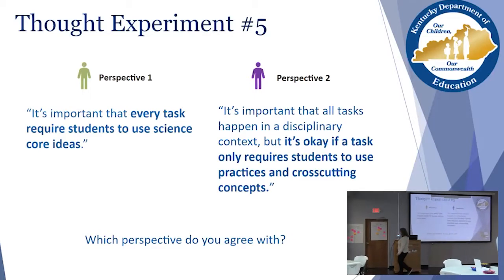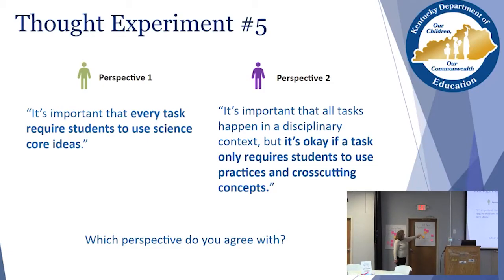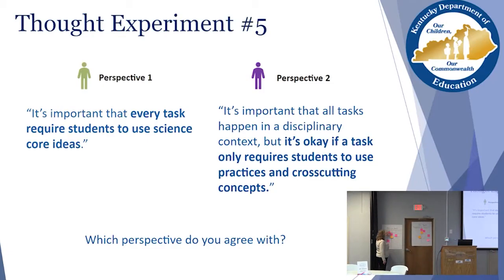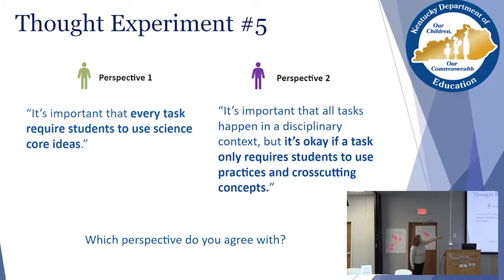In this case, it's very similar in terms of distribution as we had with the previous perspectives, where the majority are perspective 2, which is more about it can happen in a context, that there is a context, but it's okay if students are only required to use the practices and cross-cutting concepts, right? Come on in, more data.